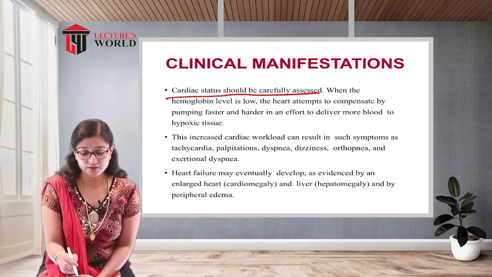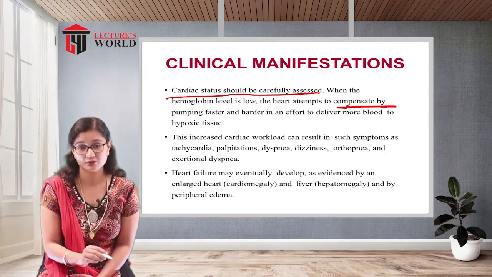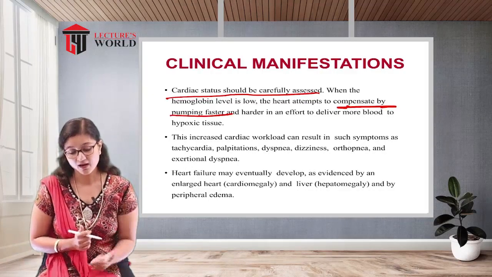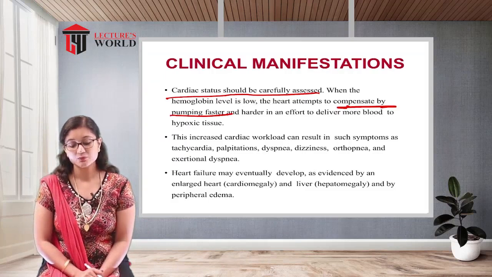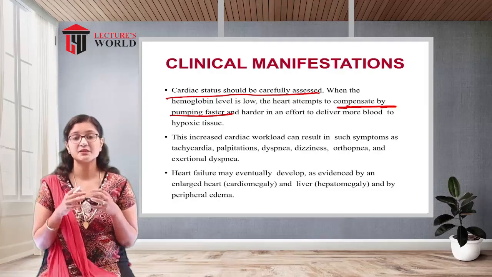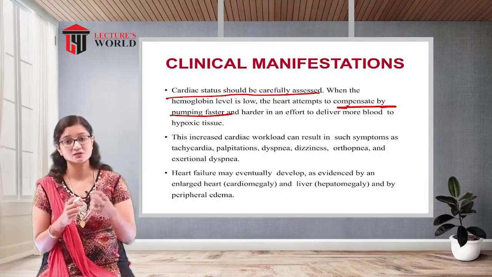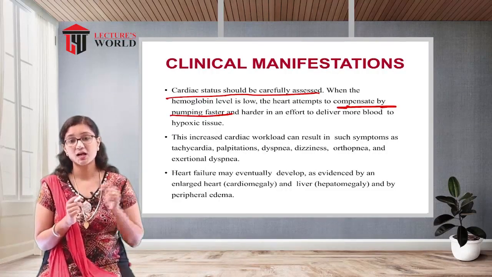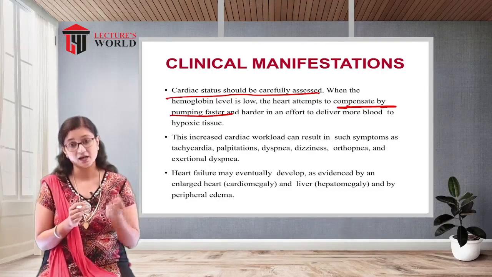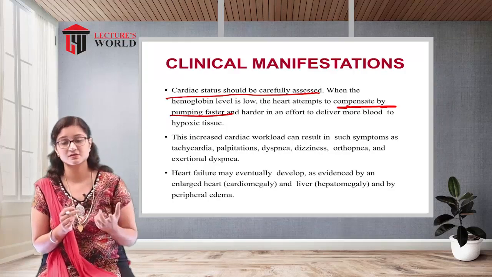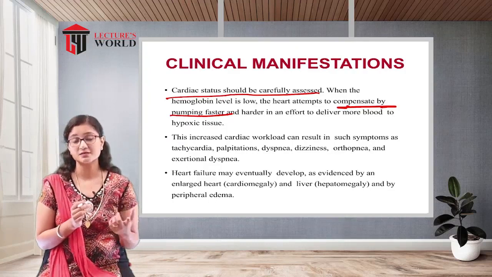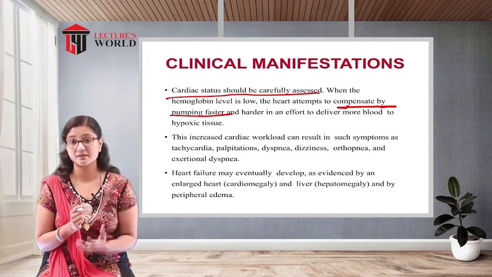So whenever hemoglobin is less, the heart attempts to compensate for it. How? By pumping faster and harder in an effort to deliver more blood to hypoxic tissue. Because when there is less hemoglobin, less oxygen reaches the organs. So the heart thinks it is not getting an adequate amount of blood, so let me pump harder and faster. Pumping harder means increasing the force of contraction, and faster means increasing the heart rate.